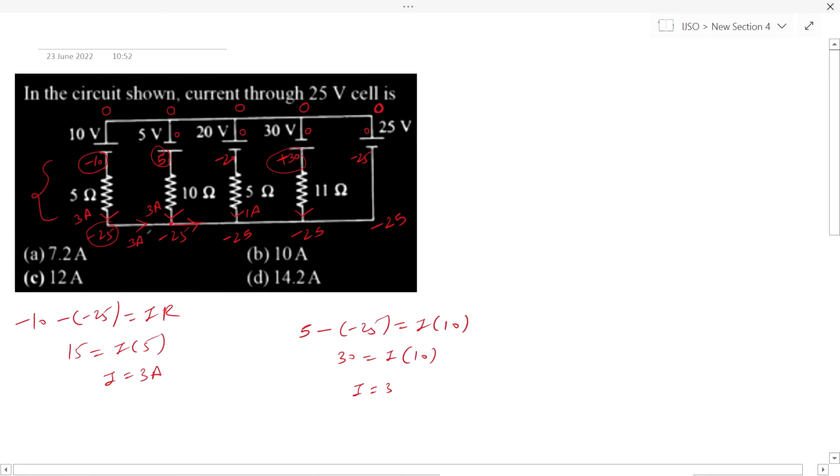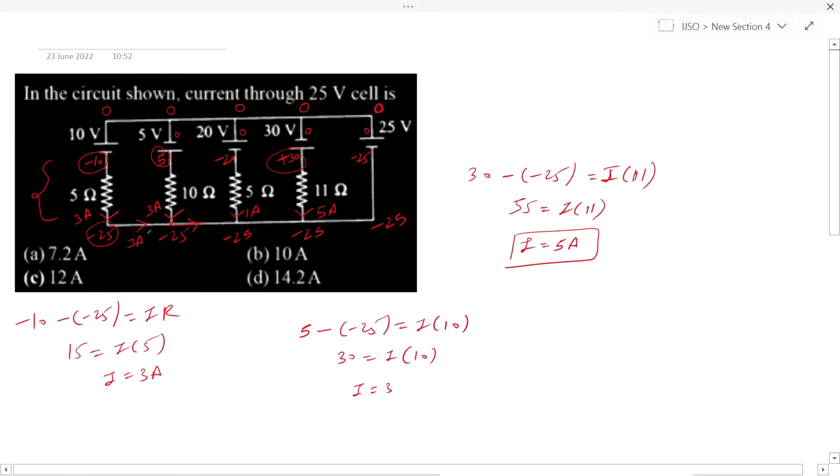One minute. So 30 minus of 5 minus 20, 11. Wait a minute, I made a mistake. This will be plus 30 and this is 11. So 55 is equal to I into 11. So I equals 5 amperes. So this is 5 amperes.